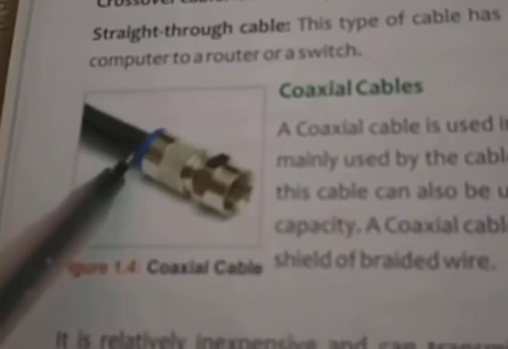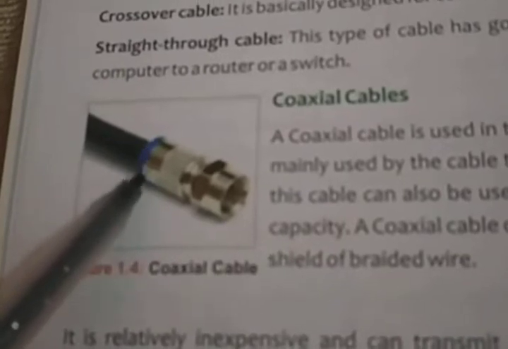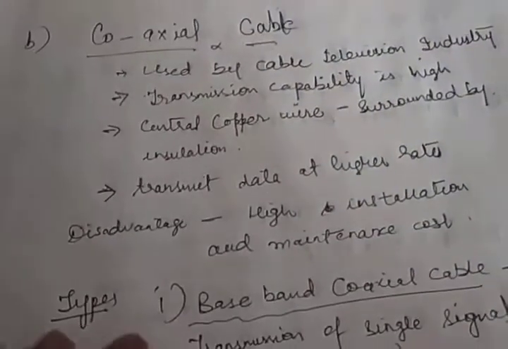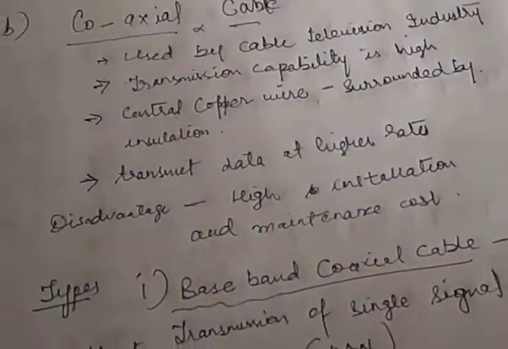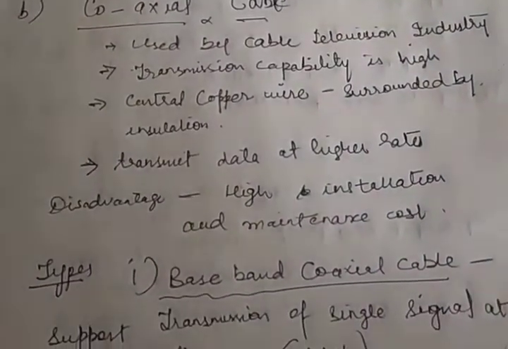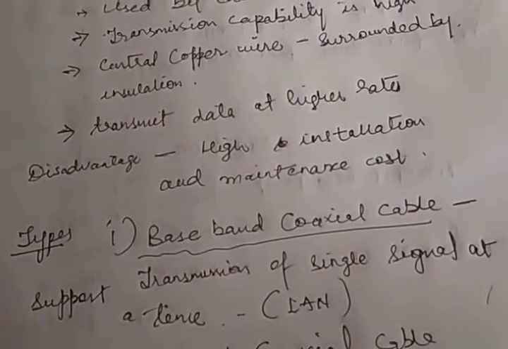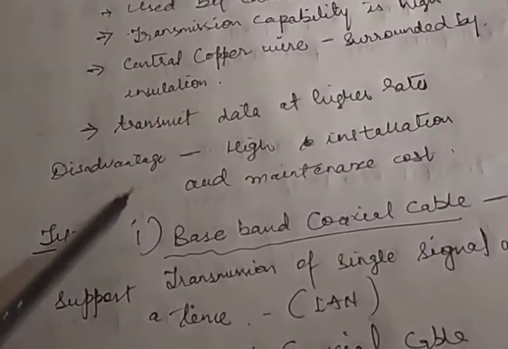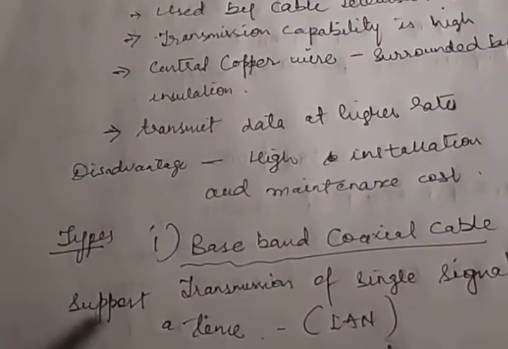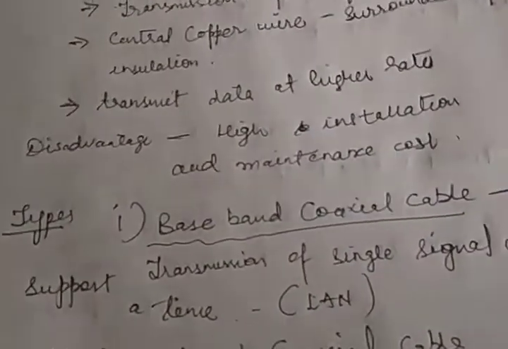This is the coaxial cable which you have all seen in your home, attached to your TV. Now it transmits data at a very high speed. As I already told you, the data transmission speed is high as compared to Ethernet cable in this case. There are disadvantages also of this coaxial cable: its installation and maintenance cost is high. It costs a lot for its installation as well as maintenance.